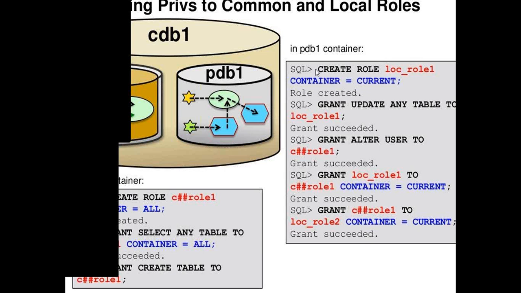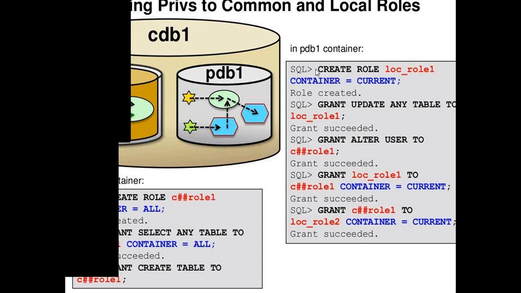Now you can grant this local_role1, which is a local role, to another role which is C##role1, and container is equal to current. It means you can grant a role to another role. As we all know, we can grant roles to other roles. So we are granting a local role to the main role which is part of the container database, which is C##role1. But this local_role1 is part of pluggable database 1 only. So it is limited to pluggable database 1.